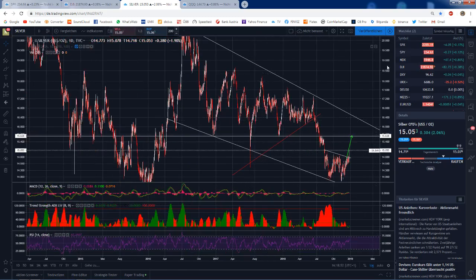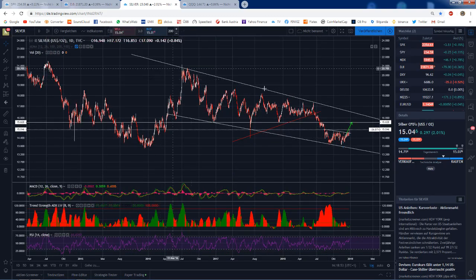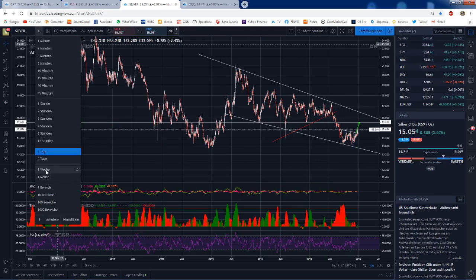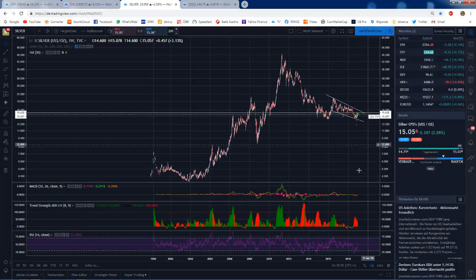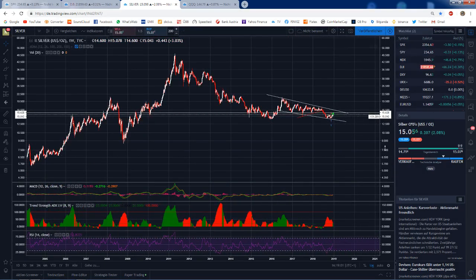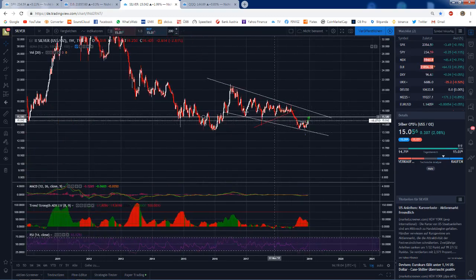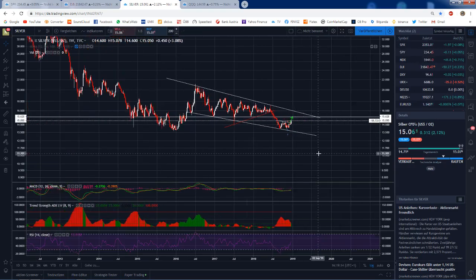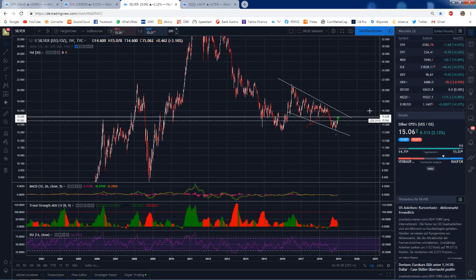Because, as you can see, we had a descending triangle forming for a long time. And this descending triangle right here has been broken, and then it went into a descending channel, and this descending channel is looking for upside, for further upside.